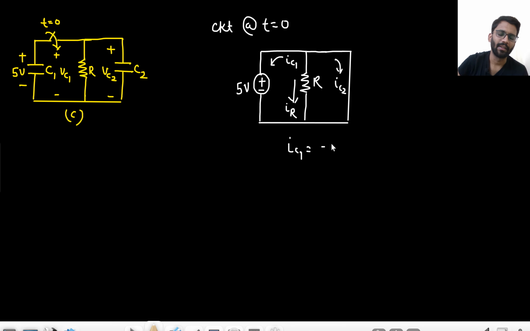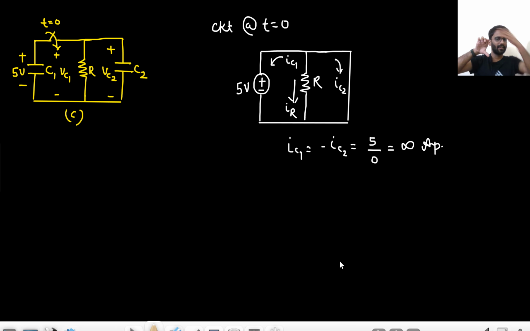IC1 will be equal to 5 by 0, that is infinite ampere current. Why so? The 5 volt source's resistance is shorted, that means the total resistance we see from here, what is the total resistance? R parallel with 0. R parallel with 0 will give you 0. So 5 by 0, that means infinite current, that is impulsive current. That means sudden change in capacitor voltage.